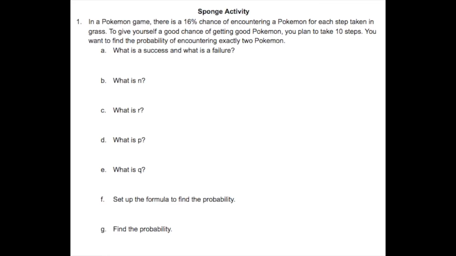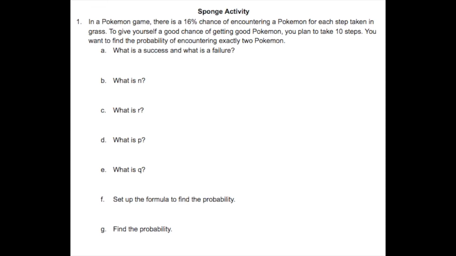Now time for the sponge. In a Pokemon game, there is a 16% chance of encountering a Pokemon for each step taken in grass. I looked it up. To give yourself a good chance of getting good Pokemon, you plan to take 10 steps. You want to find the probability of encountering exactly 2 Pokemon.